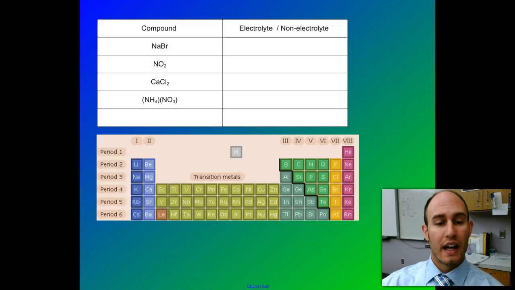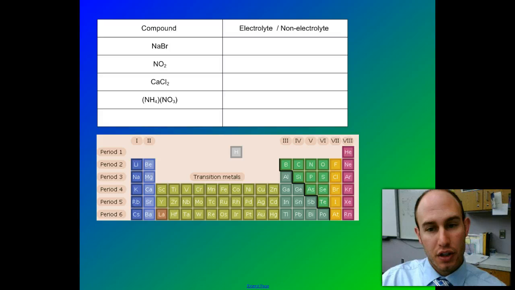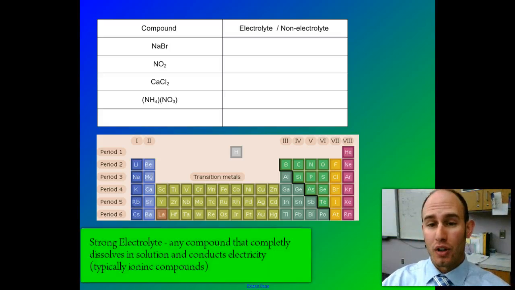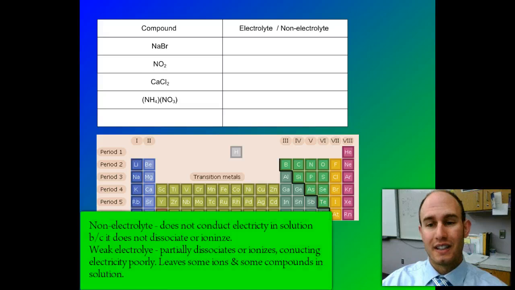So let's go ahead and look at a few of these compounds here, and let's see if we can distinguish whether they're an electrolyte or a non-electrolyte. Remember, an electrolyte is a substance in water that conducts electricity because it completely dissociates or ionizes in solution. Whereas a non-electrolyte does not conduct electricity because it does not completely ionize, or only partially does, or it is not going to dissociate whatsoever in solution.